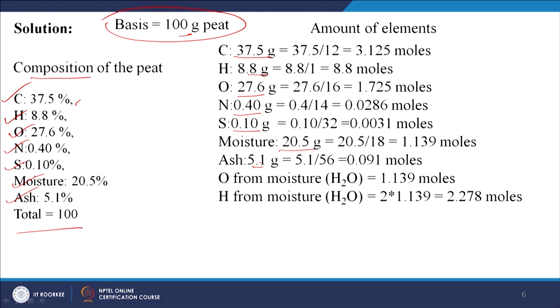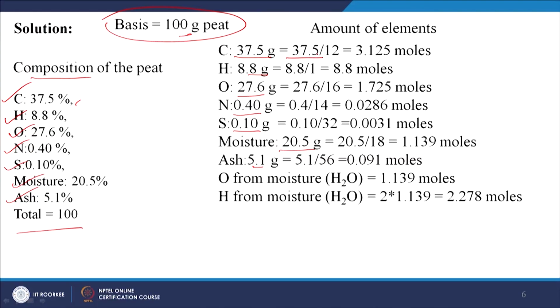Then what will be the moles present in this 100 gram sample? We have to divide 37.5 by 12, the molecular weight of carbon, say 12. So, that is equal to 3.125 moles we are getting, and then 8.8 by 1 for hydrogen. So, 8.8 moles we are getting.